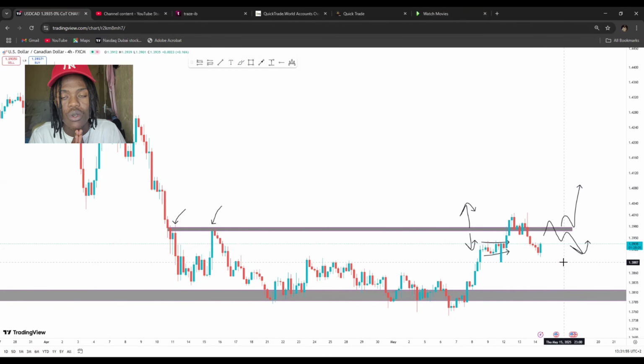So USD CAD is simple. If price continues above our zone, then I guess we're going to look for those moves to the upside. But if it fails, then I guess we're going to look for those moves to the downside. Do you guys get that?